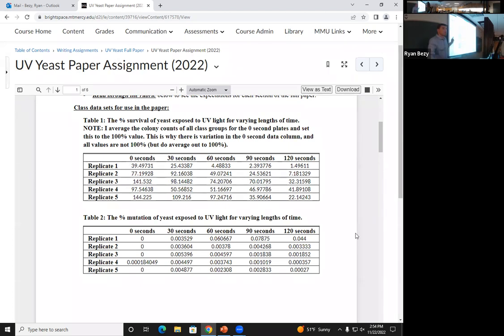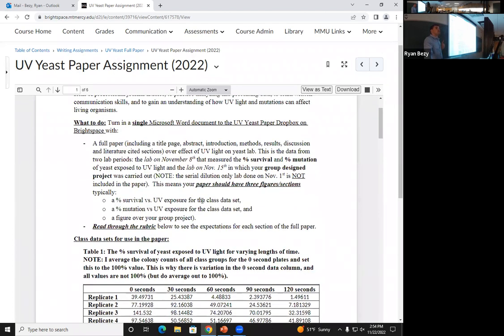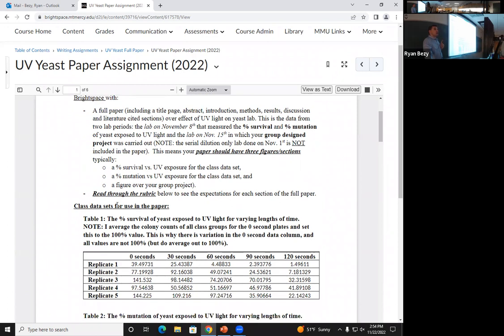So one figure is going to be average percent survival versus UV exposure times. Second figure is going to be average percent mutations versus UV exposure times. And then the last figure is going to be a figure of your group project data. But again, everybody did replicates for the group project, so it's still going to be averages for that as well. Any questions about that?